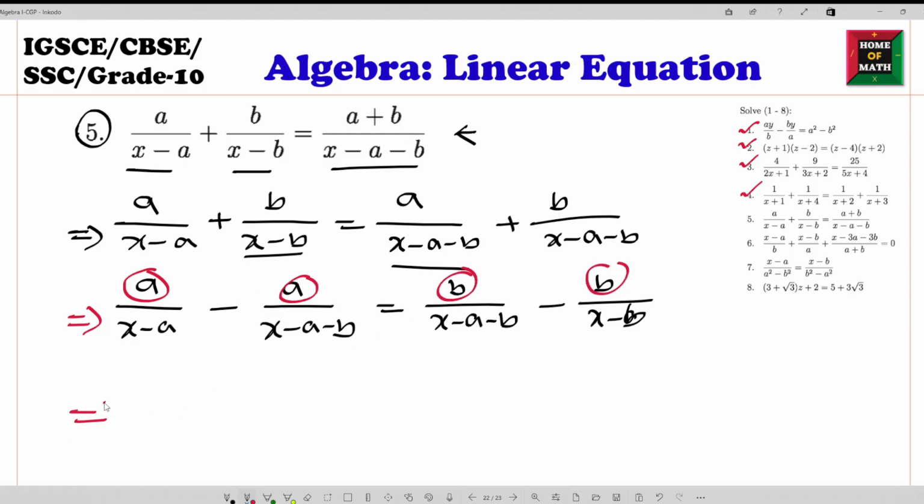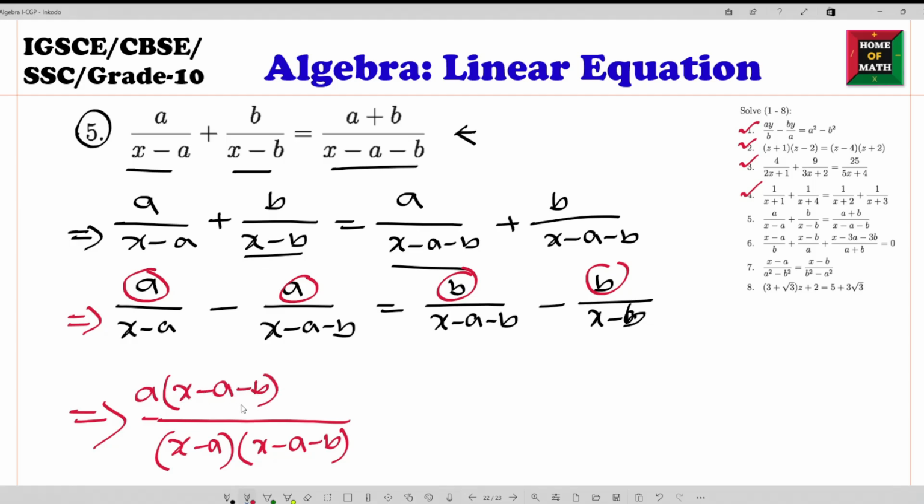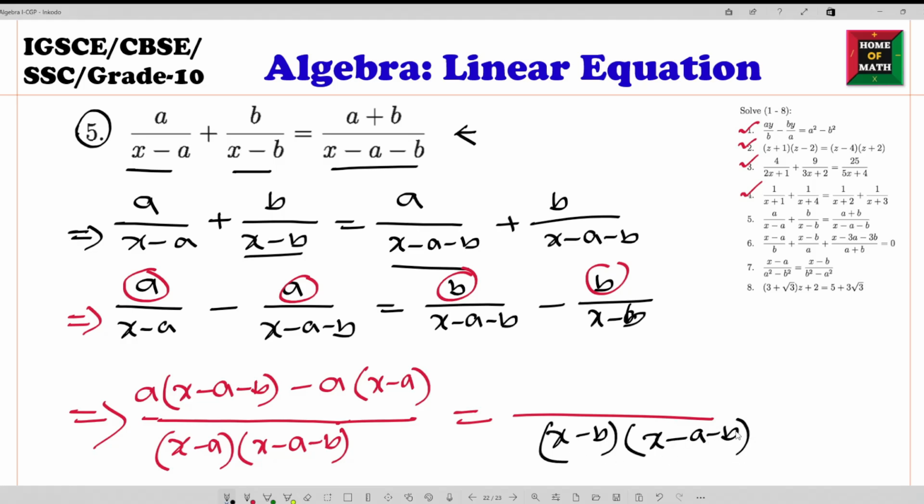Okay, now we will make the LCM. So here is x minus a times x minus a minus b. Now look, we will write here a times x minus a minus b minus a times x minus a, equals to similarly x minus b times x minus a minus b is the LCM. So b times x minus b minus b times x minus a minus b.